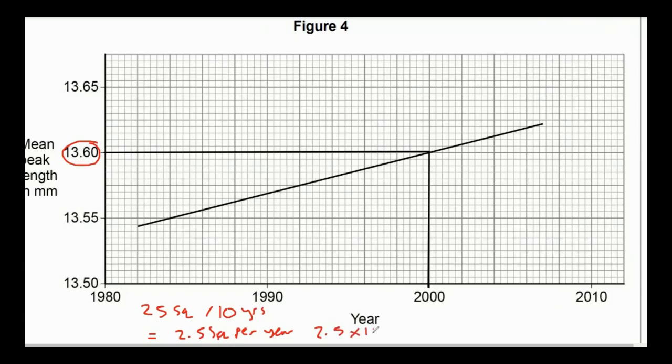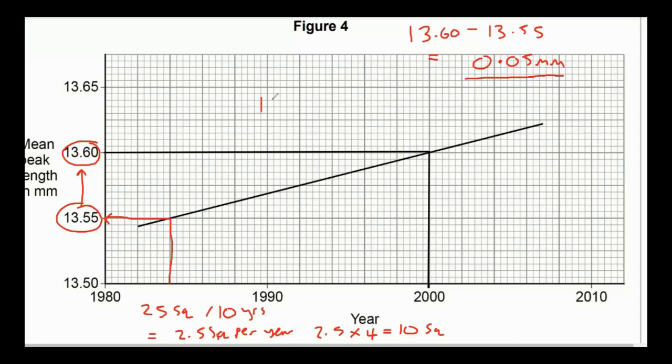I can find along the bottom there are 25 squares between 1980 and 1990. That's 10 years. 2.5 squares per year, 2.5 times 4. If I move along, 1984 falls at 13.55. So I do 13.60 minus 13.55. That equals 0.05 millimeters. I now need to divide that by the total number of years.